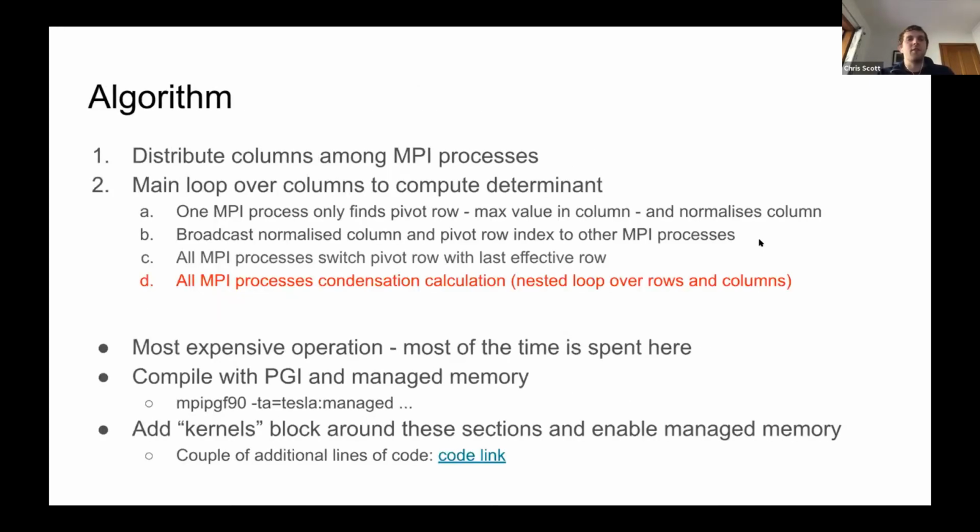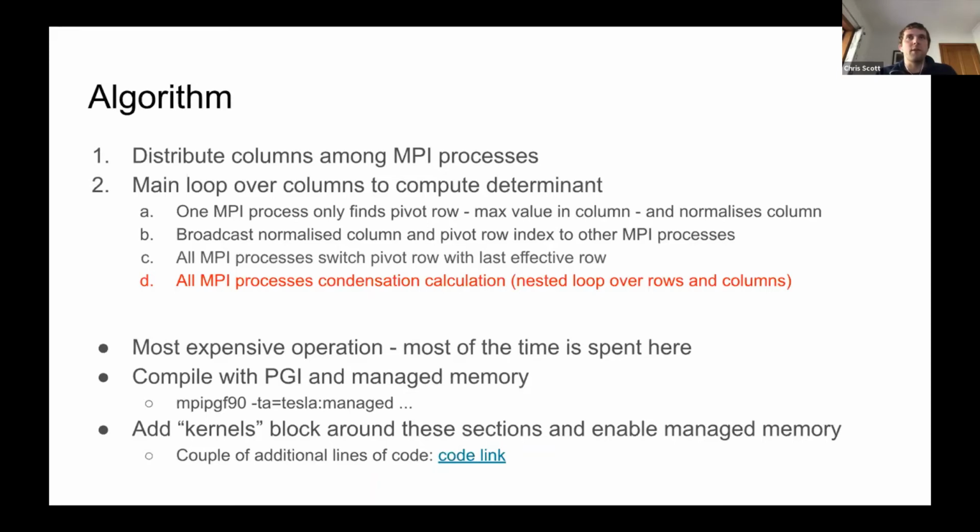Okay, but quickly, just a very high-level overview of the algorithm, the condensation algorithm for computing the log determinant. It's parallelized with MPI. You start off with a big matrix, and you distribute the columns evenly among the MPI processes. Then you have the main loop, where you loop over all the columns in the matrix. At each iteration of this loop, one MPI process does some calculations by itself. So there's a bit of a load imbalance. The other processes are sitting idle for a little while, but it's quite a cheap calculation.